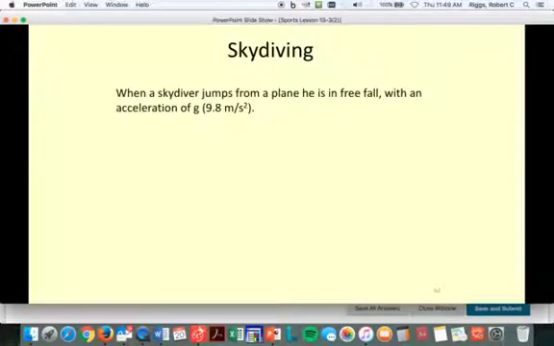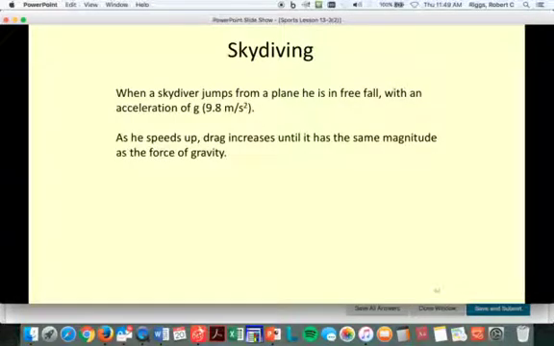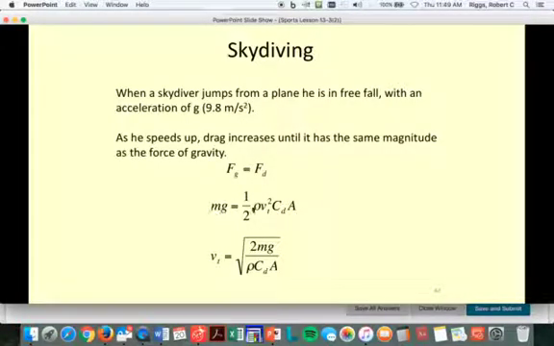Drafting, skydiving. When a diver jumps, as he speeds up, this is what happens. Eventually he reaches, when you solve this, when mg equals the drag force, that is when you're at the terminal velocity. That only happens in the atmosphere. So I want you to do 2 things right now.